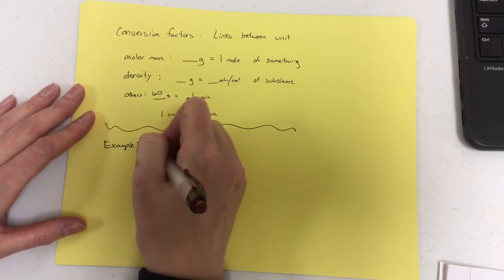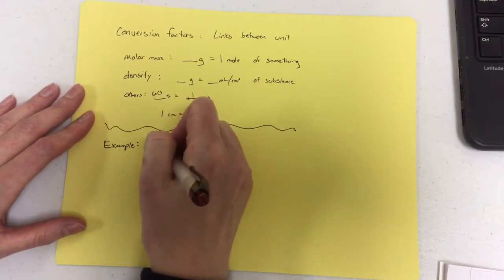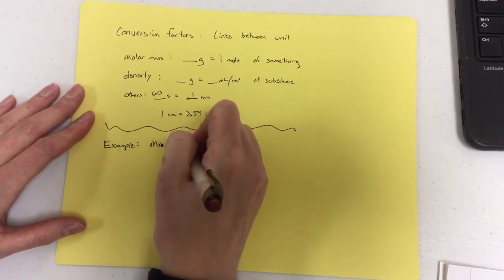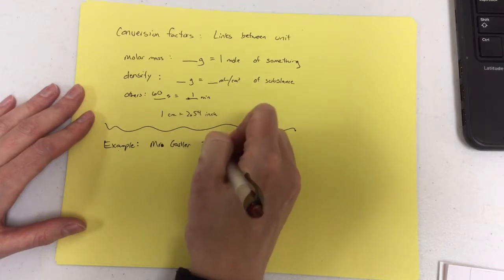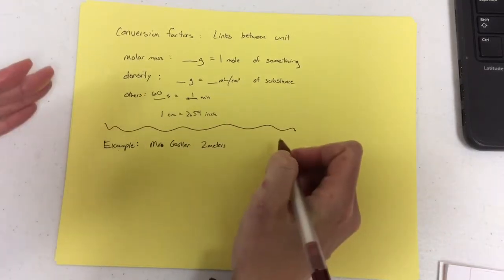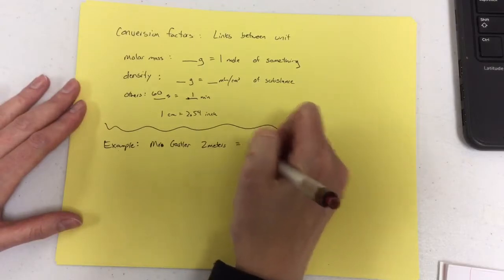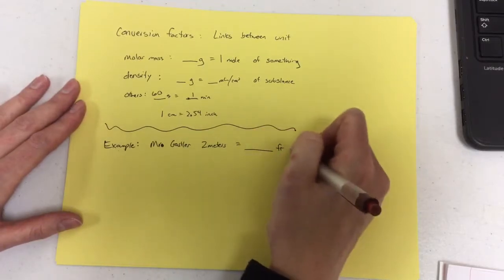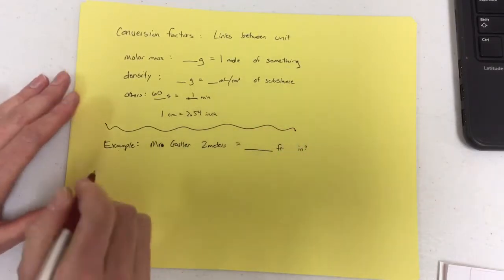So let's see, Mr. Gastler is, whoops, not Mrs., Mr. Gastler is 2 meters tall. He's exactly 2 meters tall. It's really fun. How many feet is that? Feet and inches. We can do feet and inches if we want to in the end.